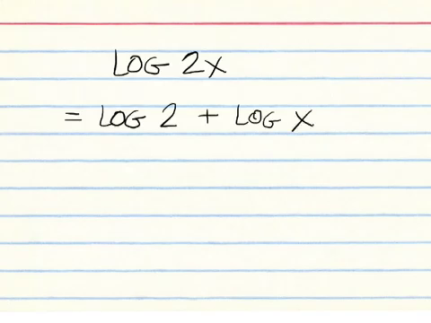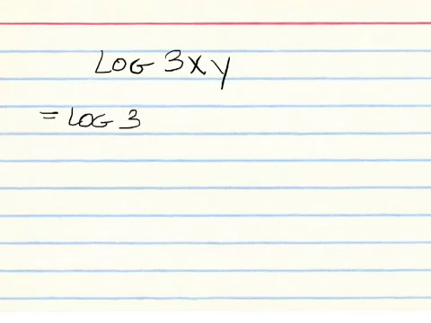And in the next example, we have log of 2x. Whether it's two variables or a constant and a variable, you can still break them up as addition. So it's log 2 plus log x. And it works the same if you have multiple items, more than two. You'll have 3xy. You can break that up as log 3 plus log x plus log y.